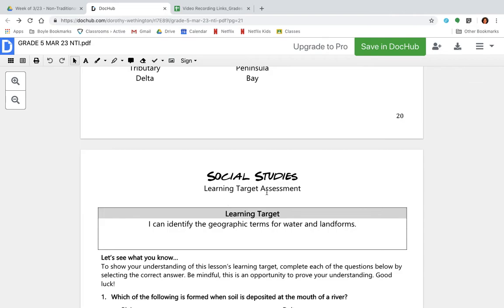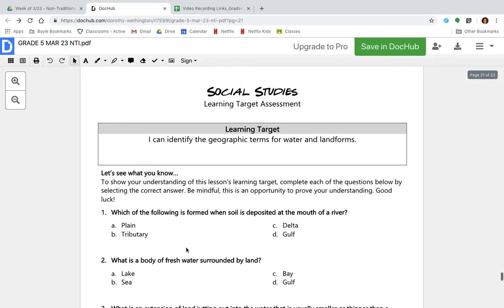Social Studies Learning Target Assessment. Learning Target: I can identify the geographic terms for water and landforms. Let's see what you know. To show your understanding of this lesson's learning target, complete each of the questions below by selecting the correct answer. Be mindful, this is an opportunity to prove your understanding.